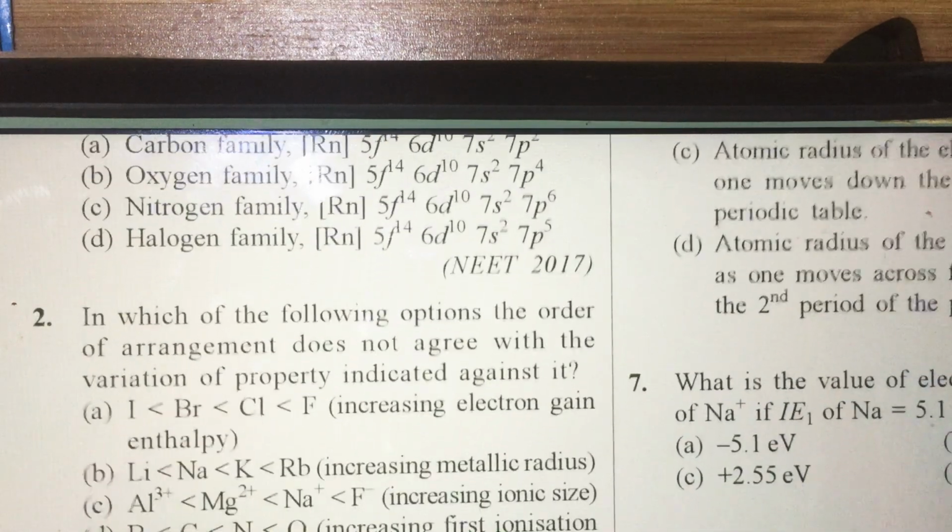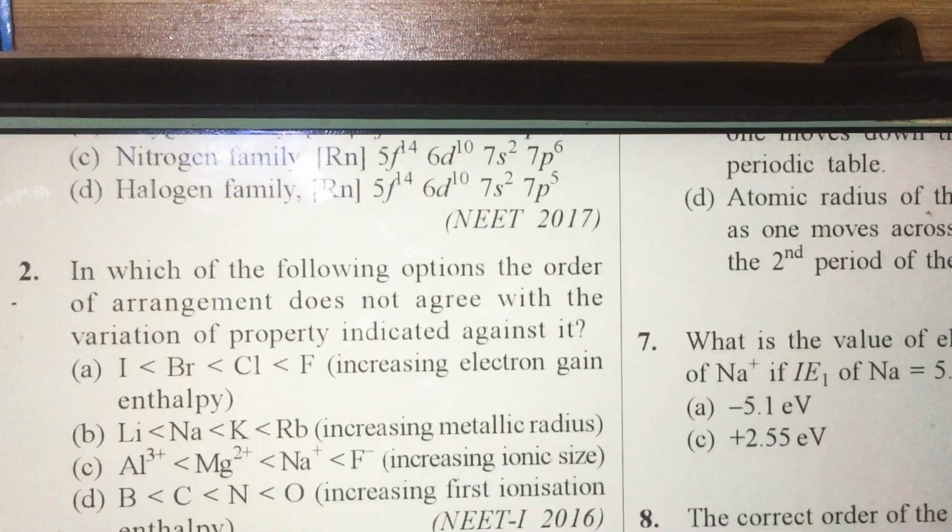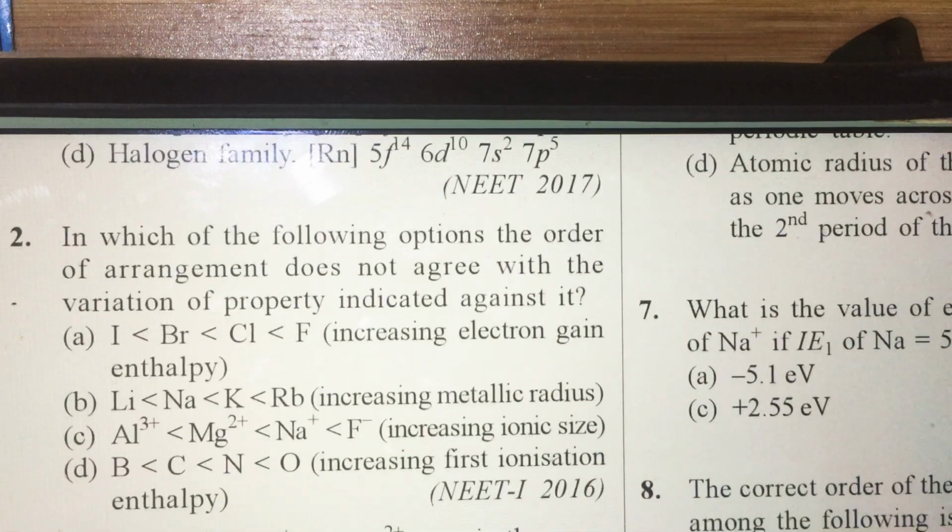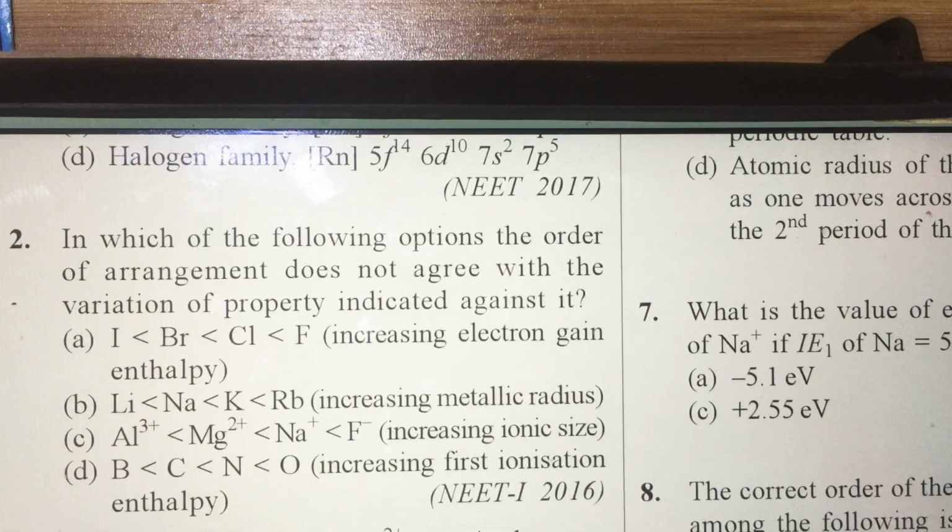Question number 2. In which of the following options does the order of arrangement not agree with the variation of property indicated against it? It is a very standard NEET question. If you look at the electron gain enthalpy, you should notice that the electron gain enthalpy of Cl is the highest amongst all elements. Therefore, obviously A is wrong. That is the answer. The remaining 3 are useful for us to notice.